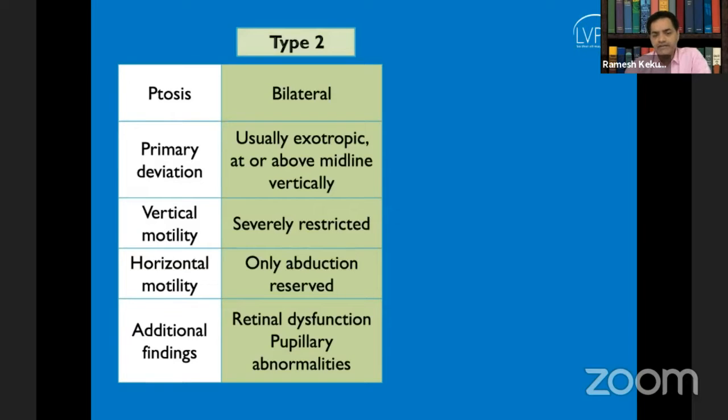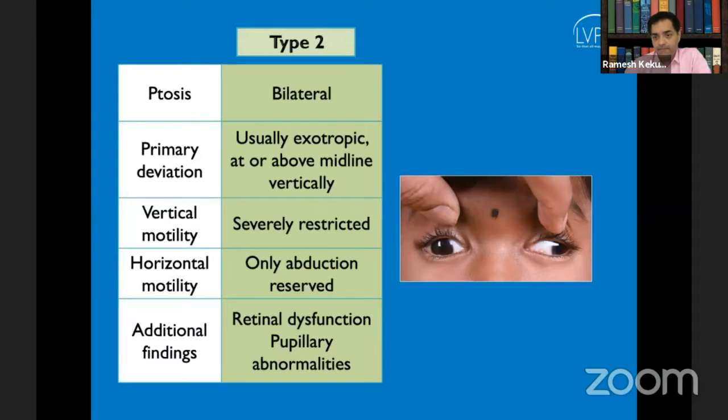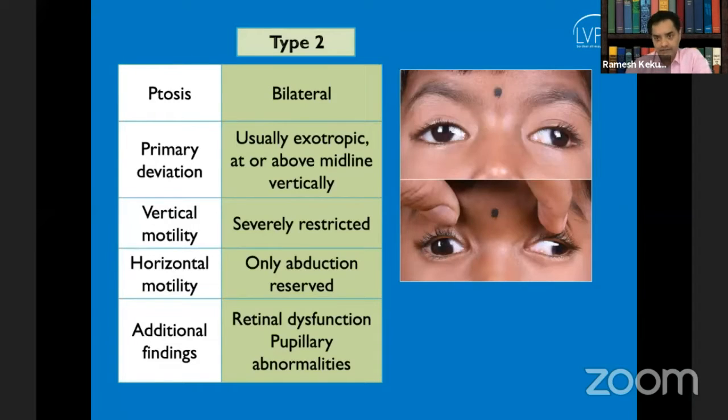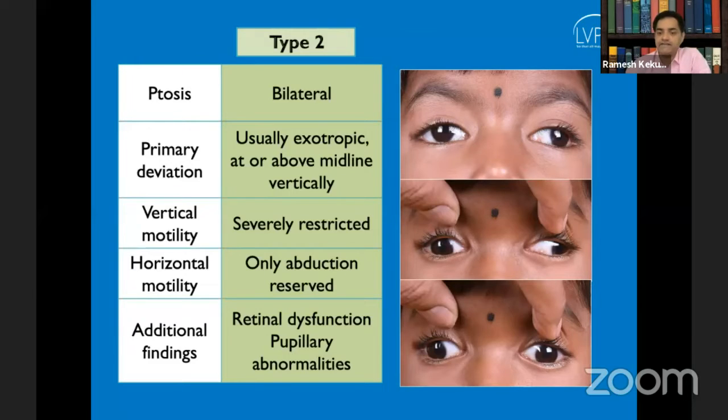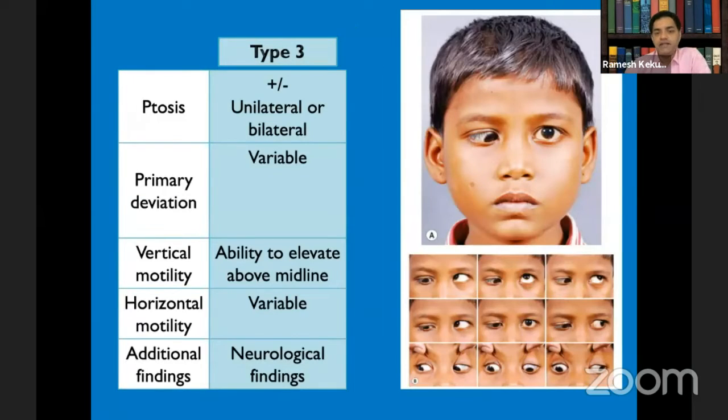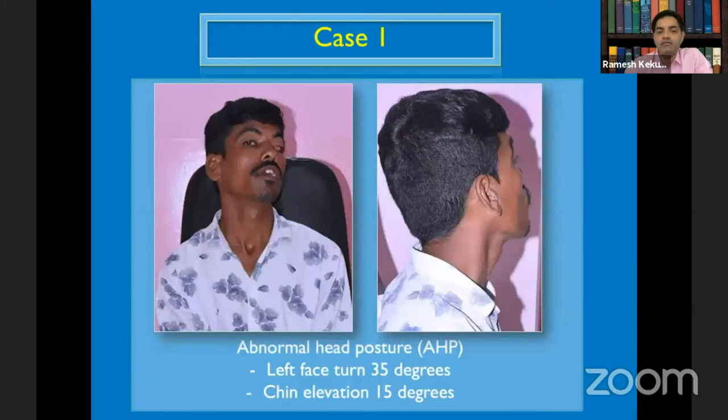Type 2, additional findings we need to be careful: retinal dysfunction and pupillary abnormalities. They will be usually exotropic, as you are seeing in this patient here. Type 3, mostly unilateral, but I don't see much of a neurological finding, but in the literature, it's been told that most of them can have neurological findings. I would present 3 cases of these types.